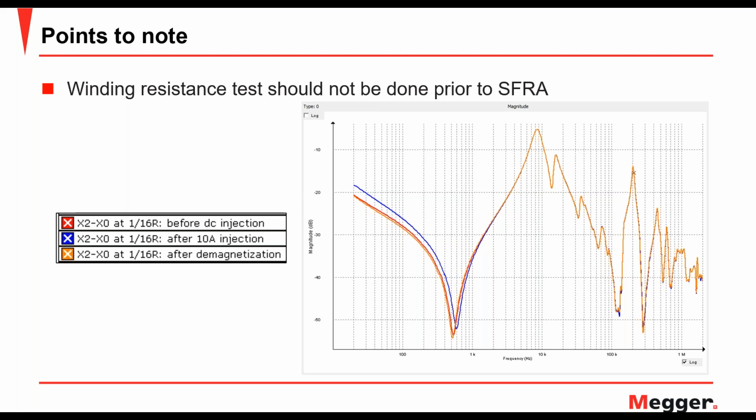Another test which is influenced by magnetism in the core is excitation current. As I mentioned earlier, the open circuit measurements are analogous to excitation current. Both of these measurements are affected by magnetism in the core.